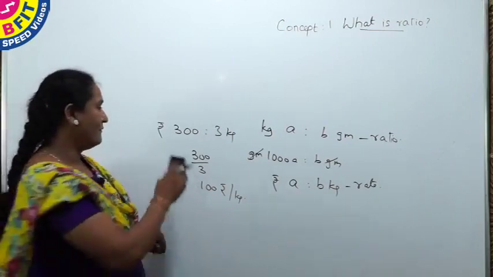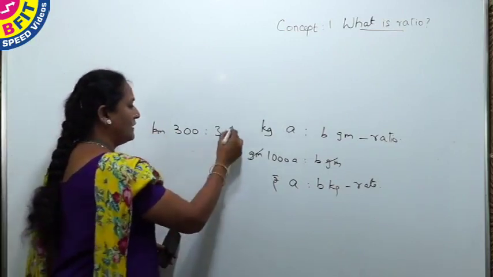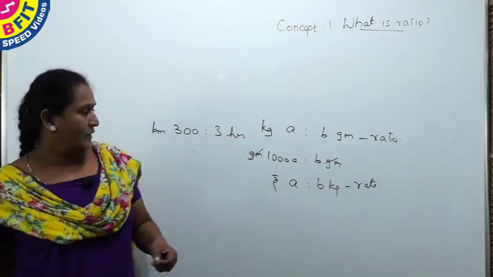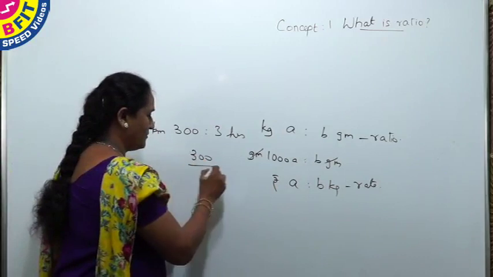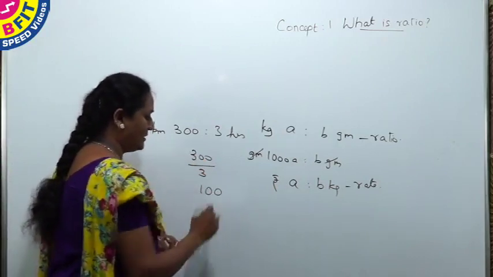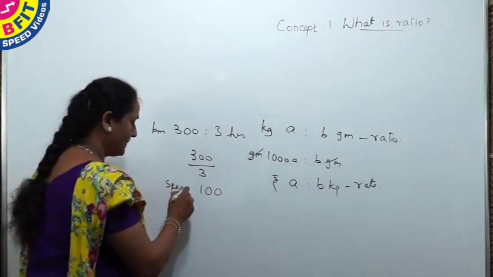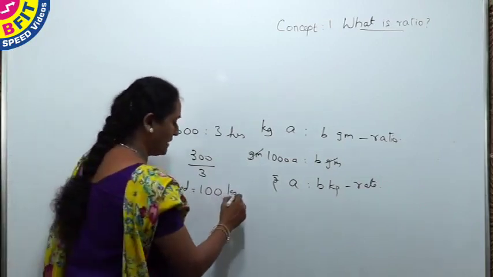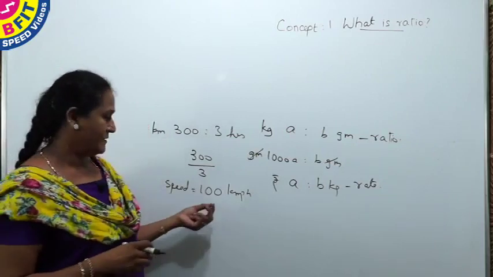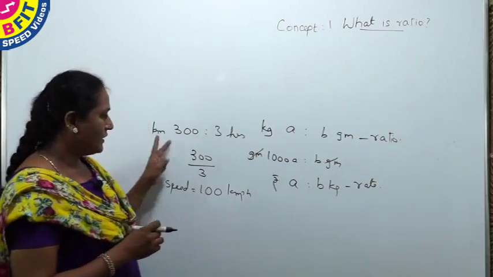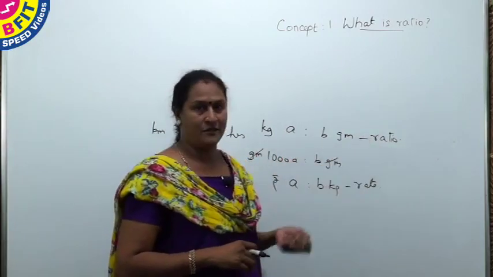If suppose you have kilometers and hours, then for 3 hours the distance covered is 300 kilometers, which implies the person has covered 100 km per hour, which we term as speed. So speed here is 100 km per hour. Earlier it was cost per kg, here it is the speed of a person, that is 100 km per hour. So when they are not comparable, it is termed as rate. When it is comparable, it is called ratio.